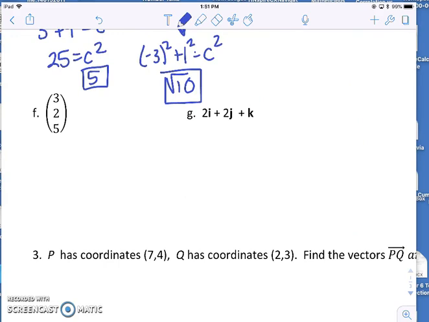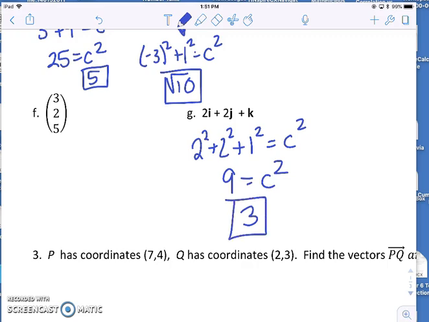And then just remembering when it's in 3D, we extend it as well. So this would be 2 squared plus 2 squared plus 1 squared equals c squared. So we have 4, 4, and 1. So 9 equals c squared. So our magnitude would be 3.